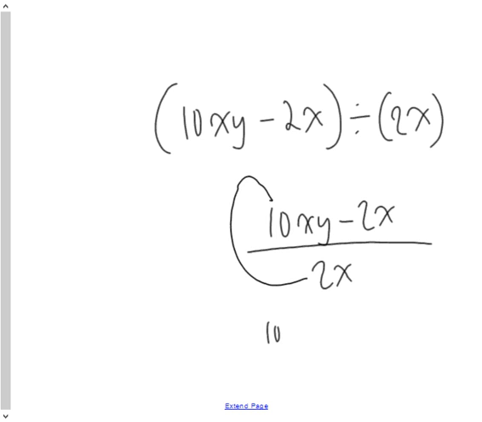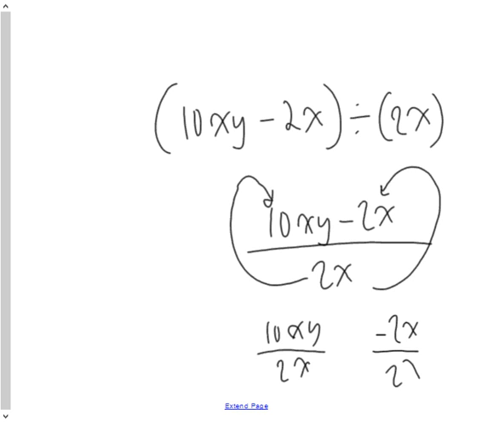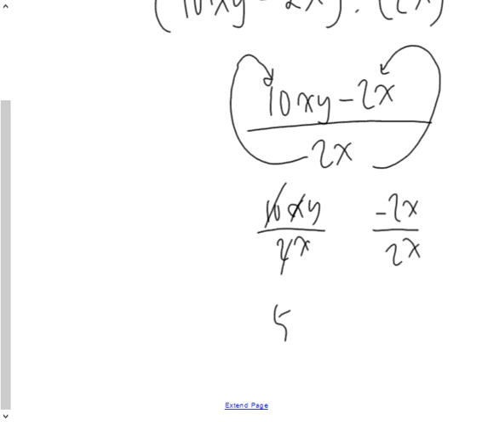Then you're going to use distributive property just like you would before with division. So 10xy divided by 2x, and you're going to have a negative 2x divided by a positive 2x. 10 over 2 is going to become 5. X over x cancels each other out, or becomes 1, but it doesn't matter in the product. And y is left. Negative 2 over 2 becomes a negative 1. X over x becomes just a 1, or cancels each other out. So the solution to this division would be a binomial of 5y minus 1.